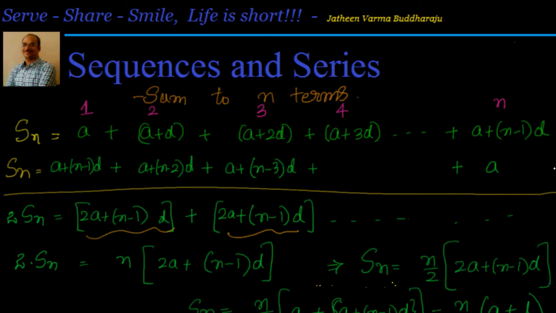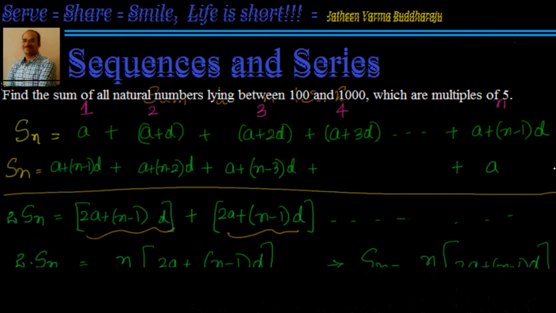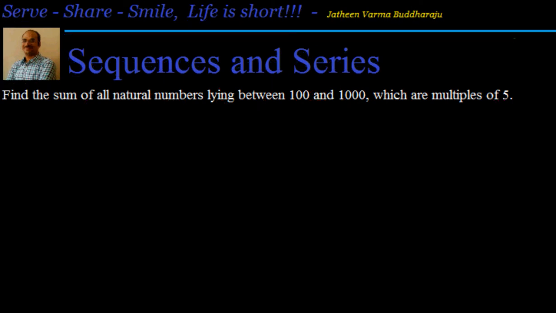Now let us do one simple example just before going ahead with the next session. Let us apply the concept whatever we have learned to solve this simple example. Find the sum of all natural numbers lying between 100 and 1000 which are multiples of 5. See here, whenever we say between, we won't consider the starting and ending. We don't consider the boundaries. So what will be the first multiple of 5 after 100? That will be 105.